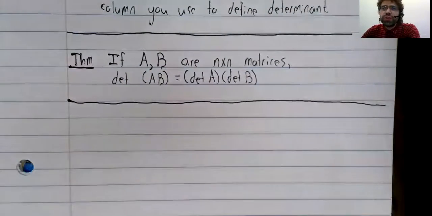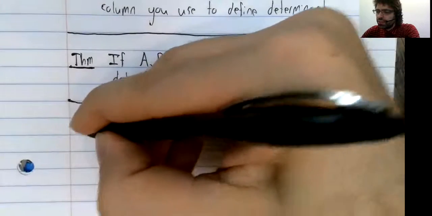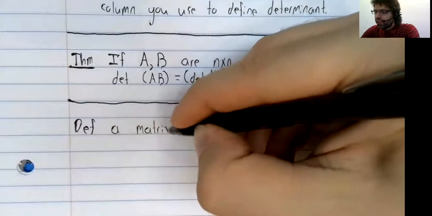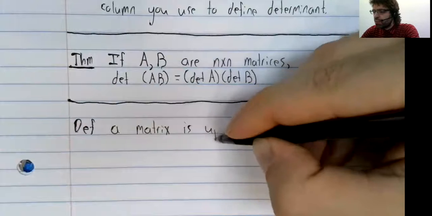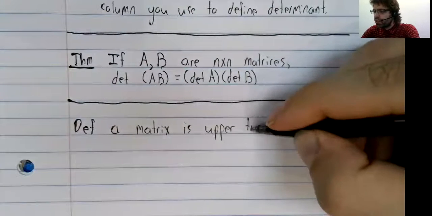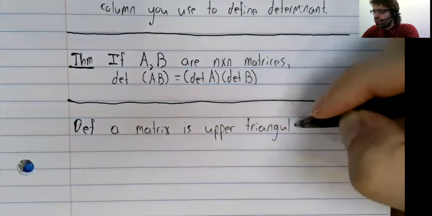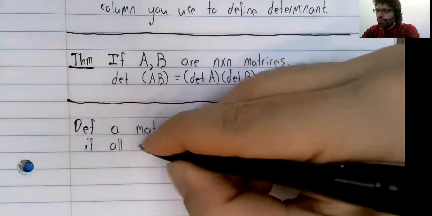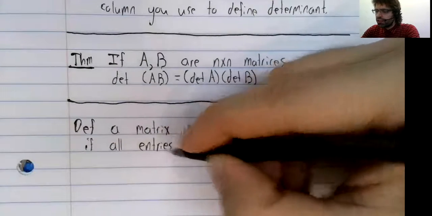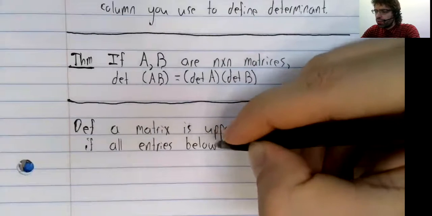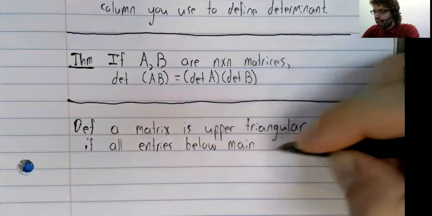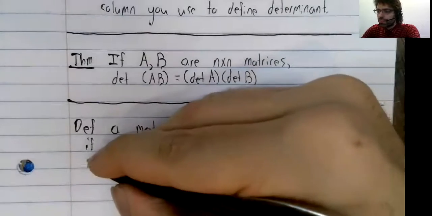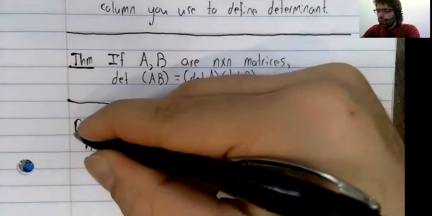What would a simpler matrix look like? Definition: a matrix is upper triangular if all the entries below the main diagonal are 0.